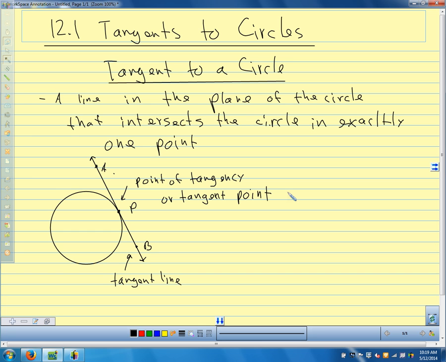Tangent lines are very important as you move on in math. One of the two big ideas in calculus, when you get to calculus, has to do with tangent lines for curves, for graphs of equations. So this idea of a tangent line, something that intersects in exactly one point, is a really important idea that we're going to work with in this chapter. And tangent comes from the Latin, means to touch. So it just touches that circle.